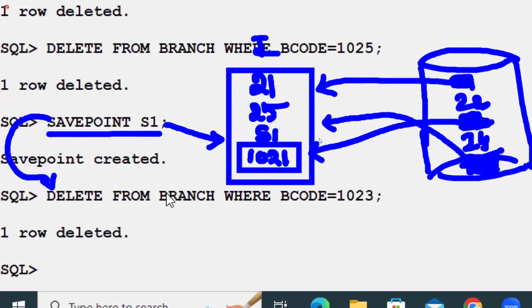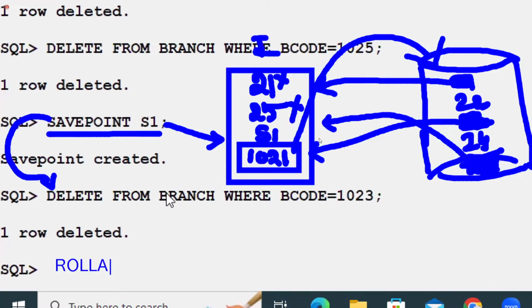Once you keep your data like this with the help of a save point, now in the future, I don't want to roll back everything. I want to roll back 1023 into my database now. So how to write here? Rollback to which pointer? S1. I'm keeping it like this.